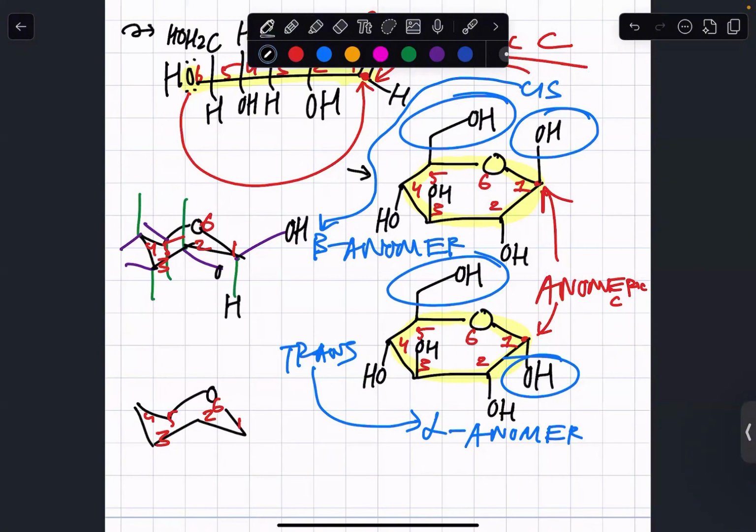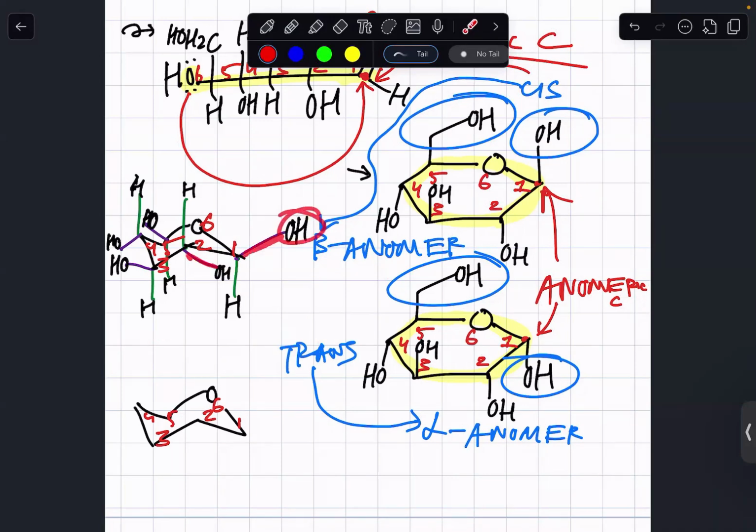Carbon 2, alcohol is down, which is equatorial. 3, up, which is equatorial. And you're going to notice that D-glucose, some people call it the all-equatorial sugar because in the chair conformation the alcohols are all in the equatorial position. It's going to be different for all sugars, but the reason D-glucose is all equatorial is because the alcohols match up with whatever we had here. Equatorial is going up, axial is going down, so you just have to match that.